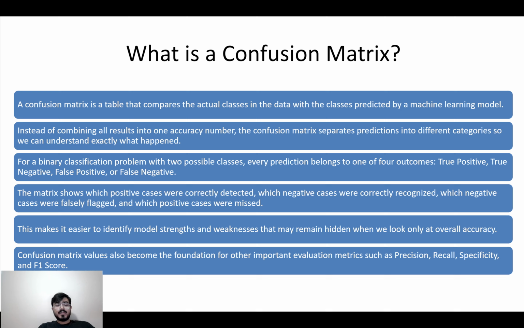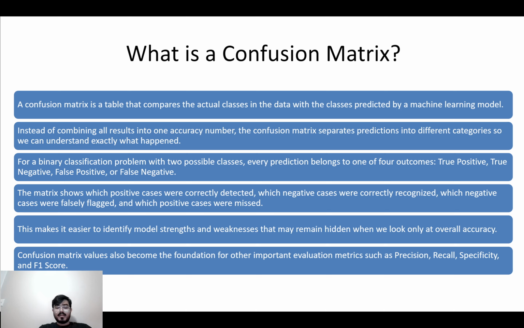So now that we know why accuracy can sometimes be misleading, let's learn about one of the most powerful and useful tools for evaluating a classification model, which is the confusion matrix. A confusion matrix is a table that compares the actual results with the predicted results made by the machine learning model. So instead of giving us only one number, such as accuracy, the confusion matrix separates every prediction into different categories. This allows us to clearly see how many predictions were correct and what kind of mistakes the model made.